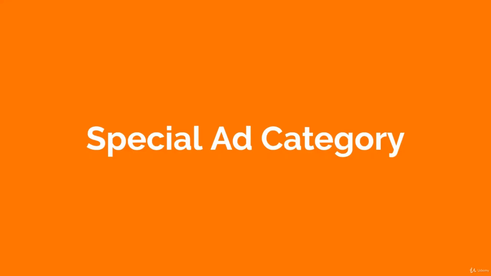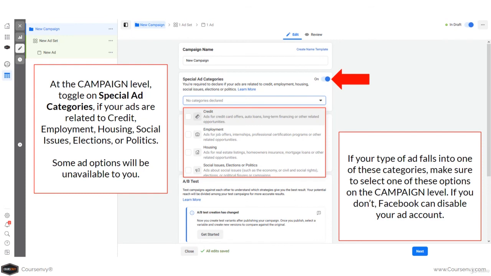Special ad category. If your business falls into one of these categories, some audience selection options will be unavailable. If your type of ad falls into one of these categories, make sure to select one of these options on your campaign objective selection page. If you don't, Facebook can disable your ad account.